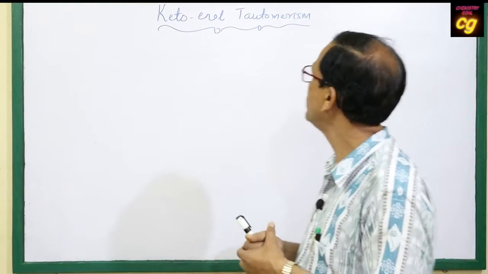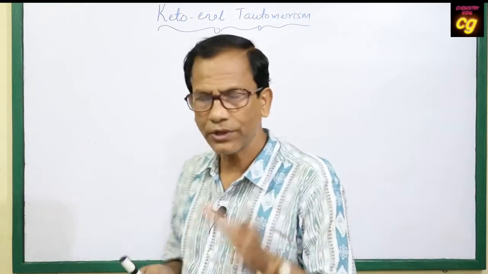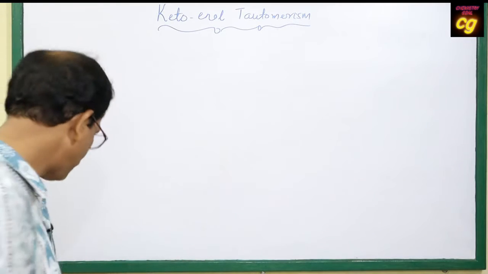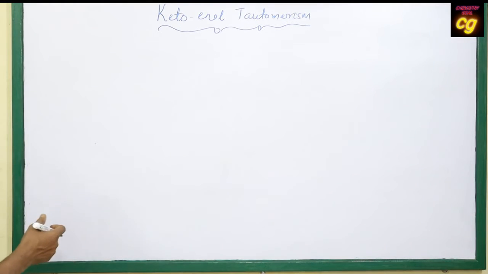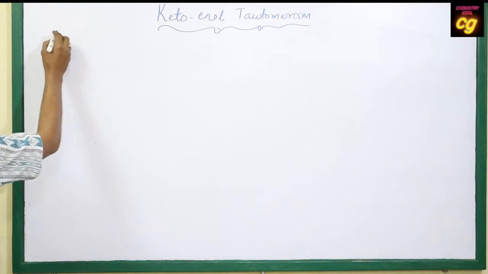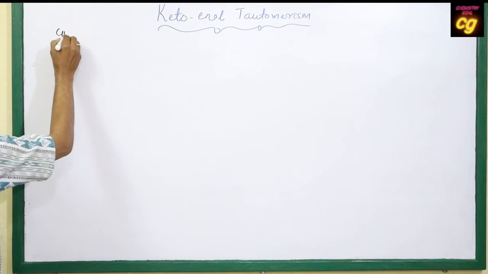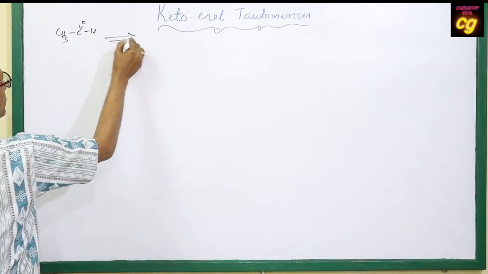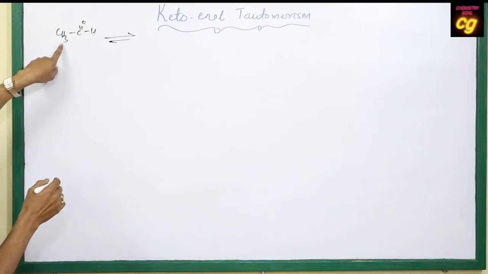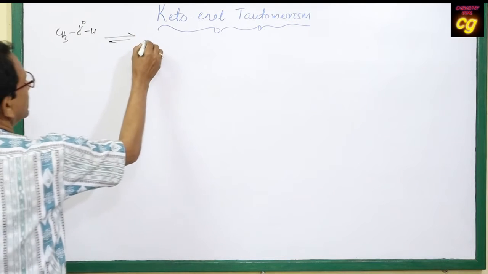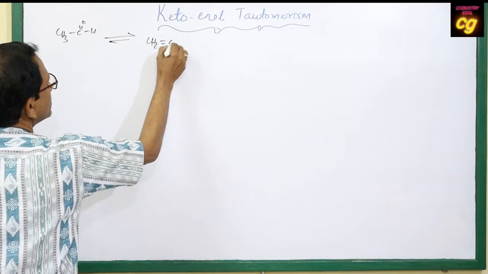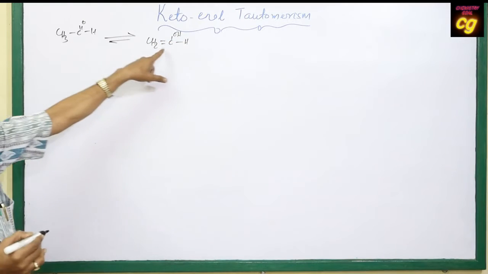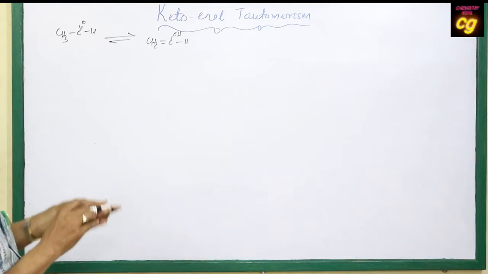So in keto-enol tautomerism, the keto group is converted to the enol group. For example, take CH3-C=O-H, this structure exists in equilibrium with, suppose you bring this hydrogen to oxygen, CH2=C-OH. Here this structure and this structure only differ in the position of hydrogen.